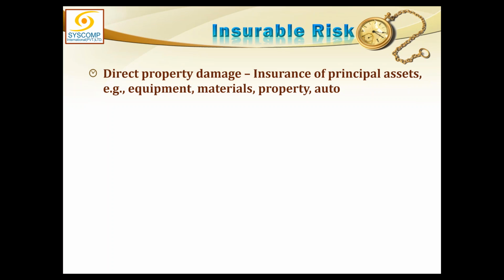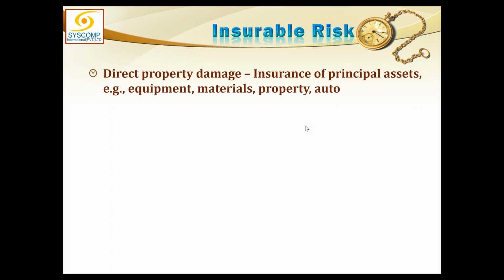Okay, sir. Thank you. Then the other thing is the insurable risk. If you get the insurance for the project or for your factory or for your assets, that insurance will save you something. Maybe the factory burns down, but the insurance company will pay you back something, which is sufficient to get the things going again. So one is direct property damage that can be insured. That is the insurance of physical assets like equipment, materials, property, automobiles, etc.